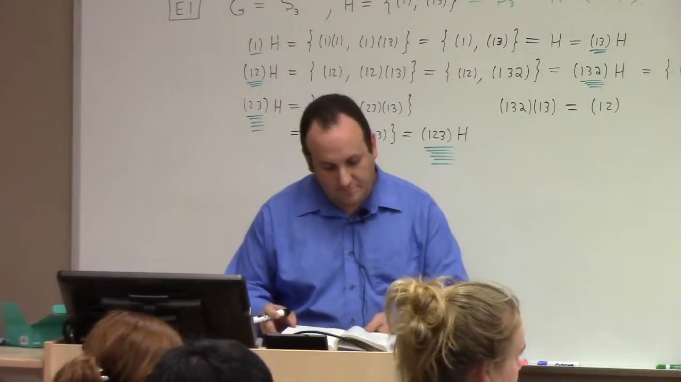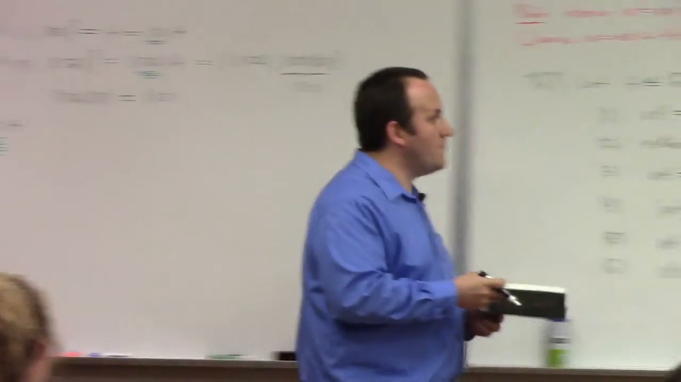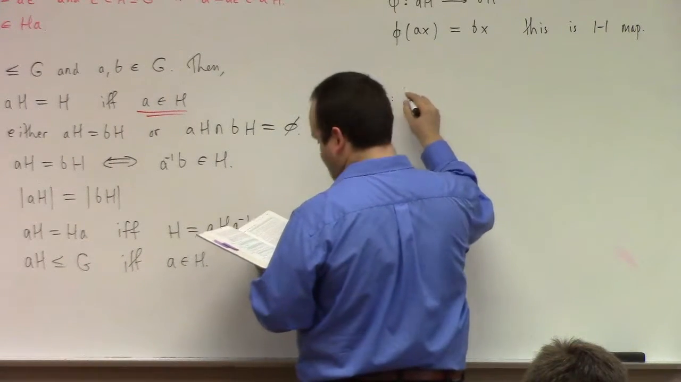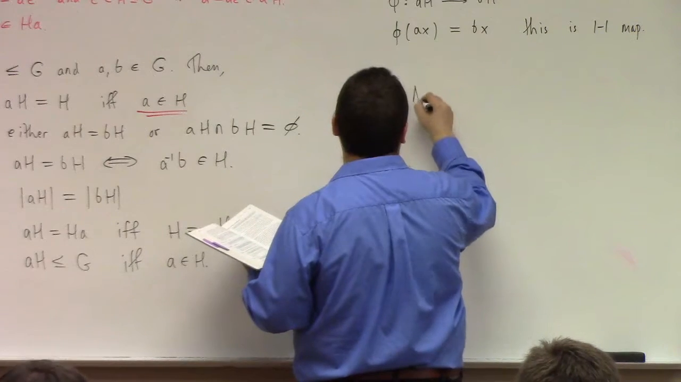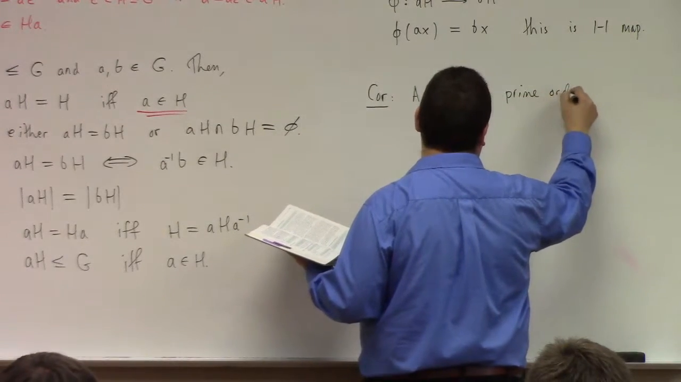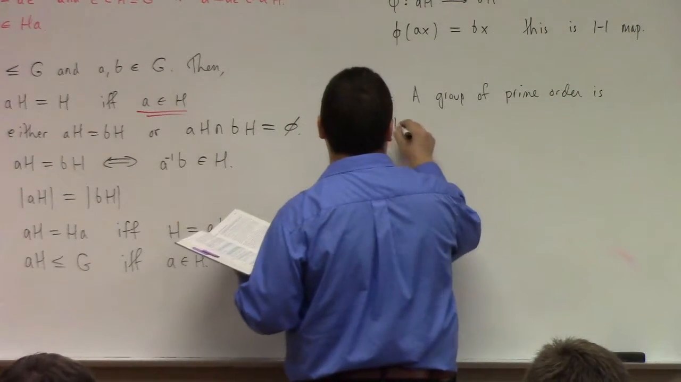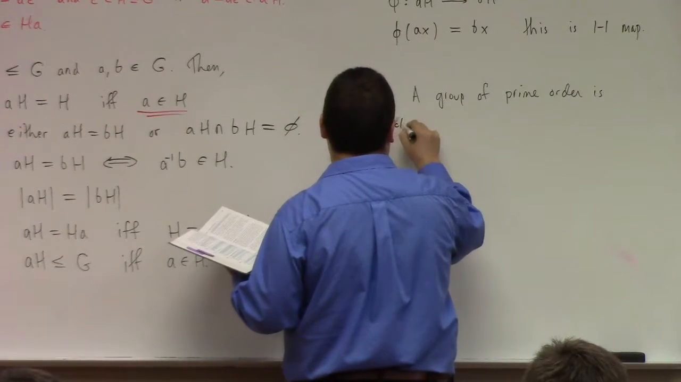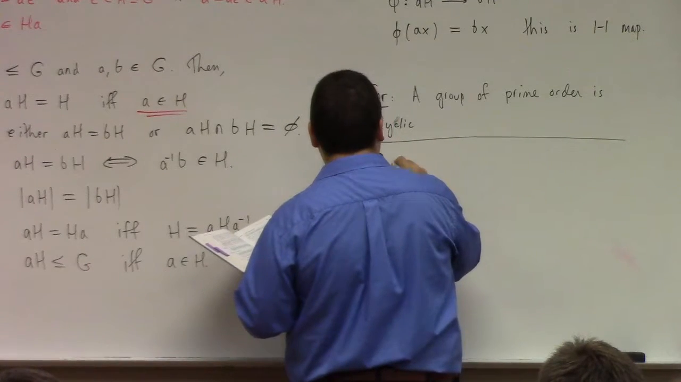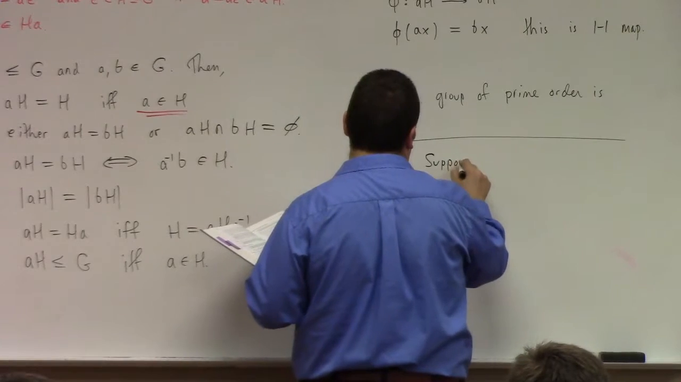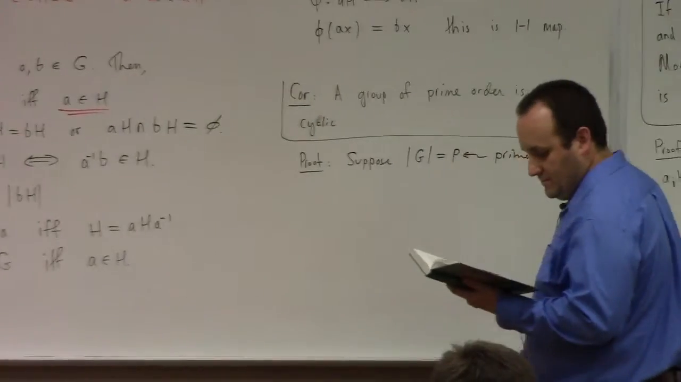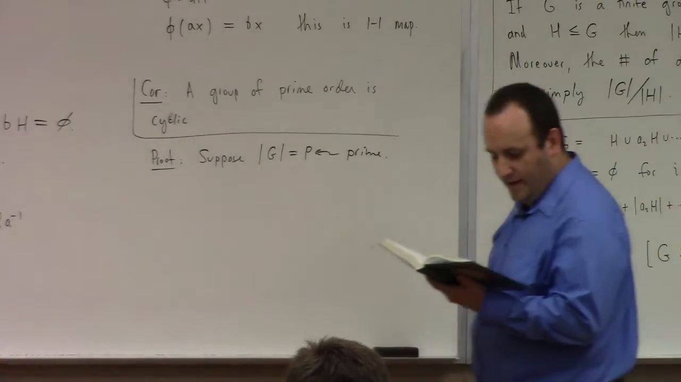Let's see here. Corollary: a group of prime order is cyclic. All right, so here's the proof. Suppose G has prime order. Let A be an element of the group, A not equal to the identity.